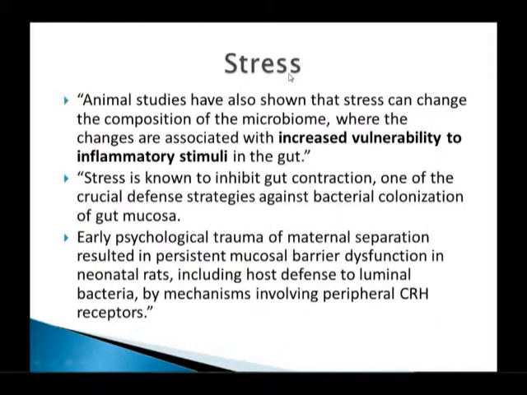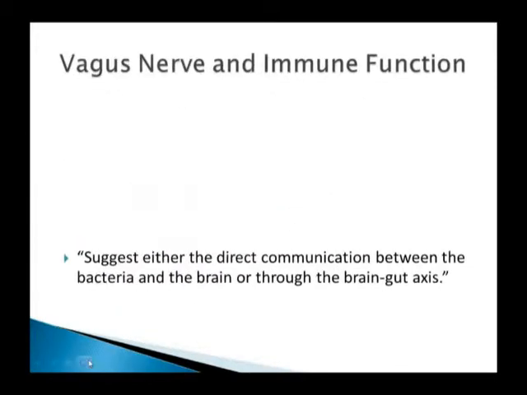and maybe find their way into areas where they shouldn't be, even normal flora. The other thing they found is that early psychological trauma, when they separated these animals from being able to bond with their mothers, also increased problems as far as behaviors and the microbiome of the gut. So what does that have to do with the vagus nerve?